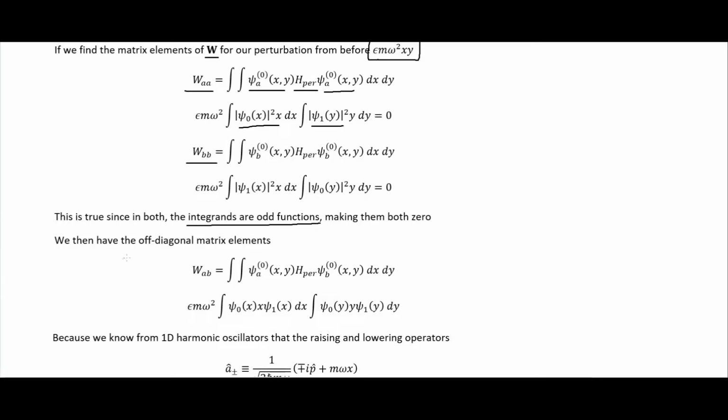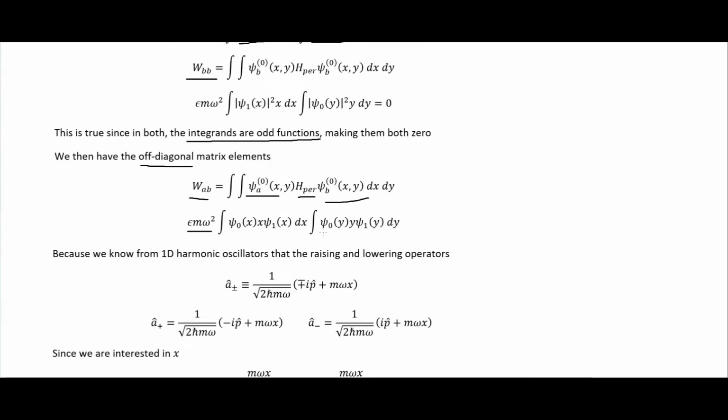And then we can look for the off-diagonal matrix element, which is the WAB, and so we do the same thing. We have our perturbed Hamiltonian here, that will get factored out right there, and our two wave functions here. And so we split that apart so that we have our two different wave functions there. So the 0, 1 and the 0, 1 with the x and the y in between there.